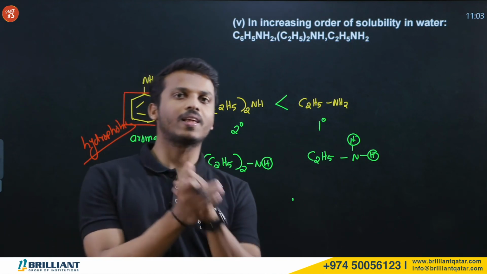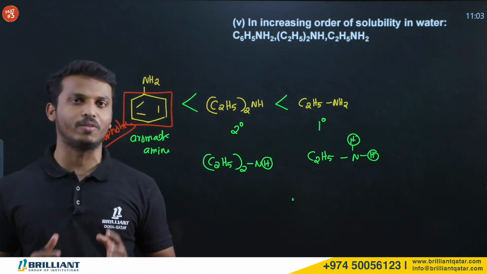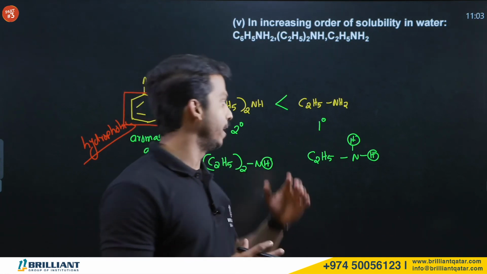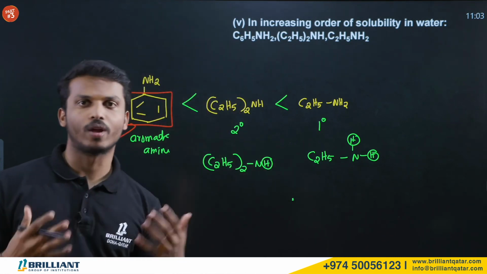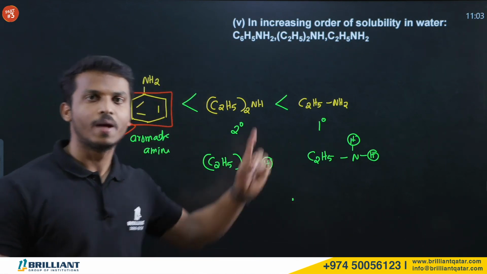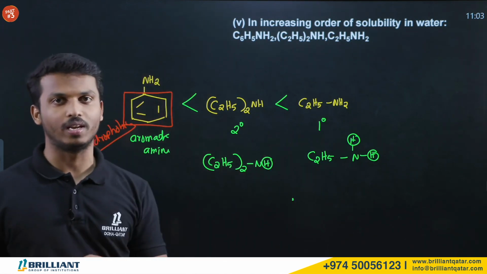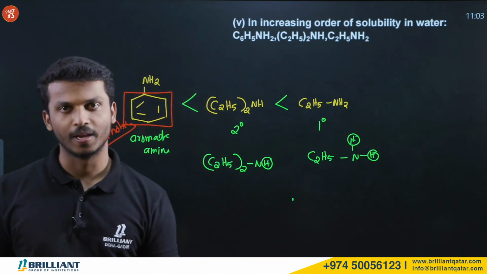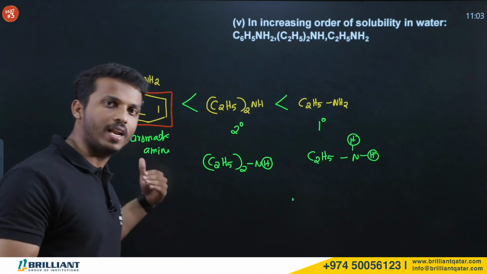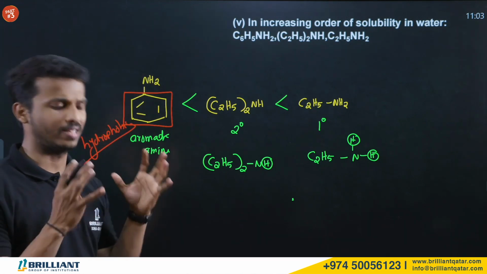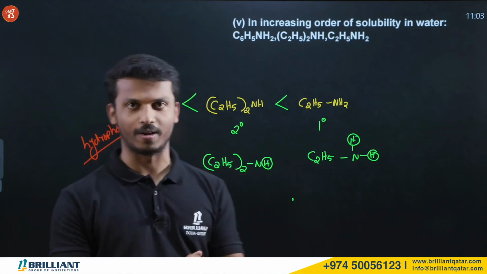So generally, alkyl amines are more soluble than aromatic amines because they have more hydrogen bonding. Among primary, secondary and tertiary amines, primary amine has higher solubility because it has more hydrogen on nitrogen, so it can make more hydrogen bonding. Aromatic amines are less soluble in water because they contain the benzene ring, which is just an aromatic hydrophobic part.